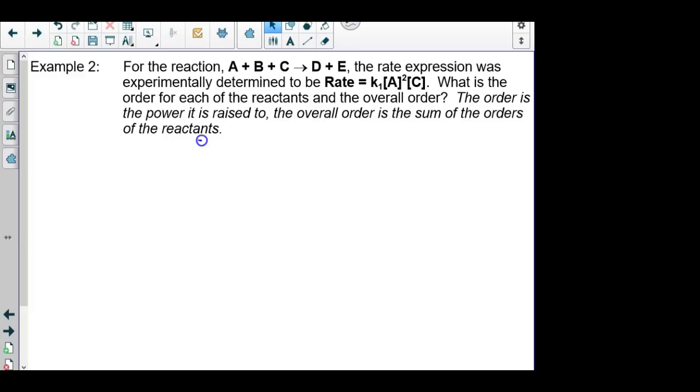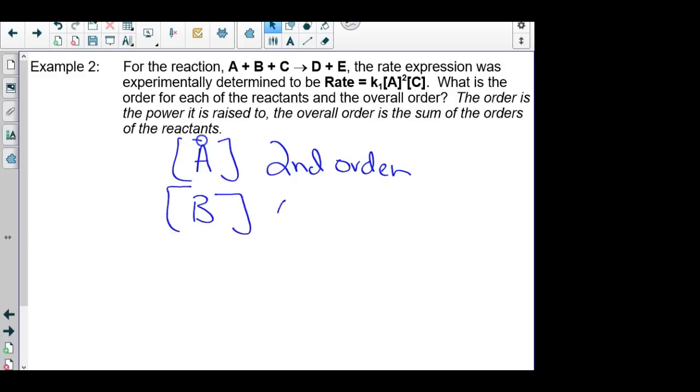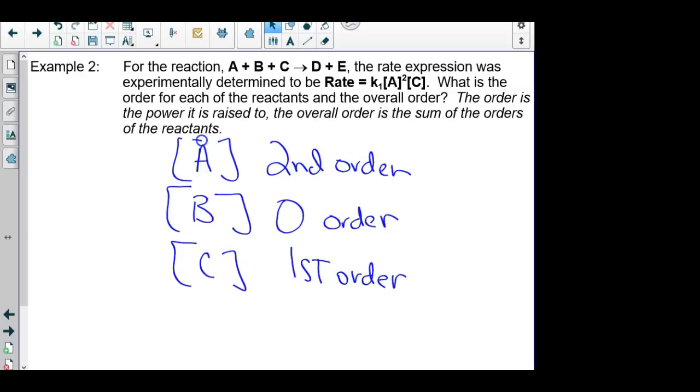So, as we look at this, concentration of A is 2nd order. Concentration of B is 0 order. Remember, anything to the 0 power is 1, so if B is raised to the 0 power, it will disappear. And then concentration of C is going to be 1st order. Let's talk about how that worked. This 2 of A comes there. There's no B. And remember, there's a 1 here. Even if you don't write it, that's how we get 1st order.